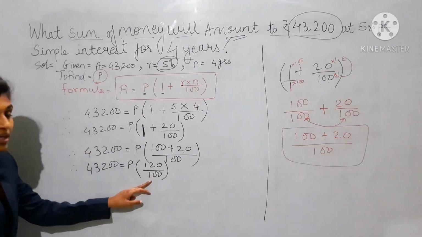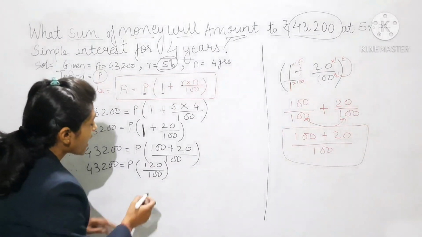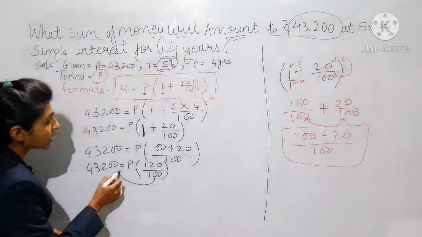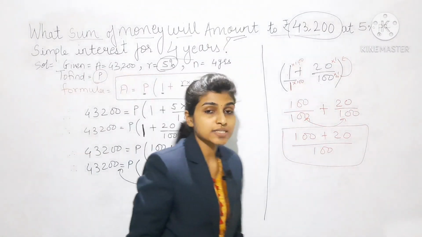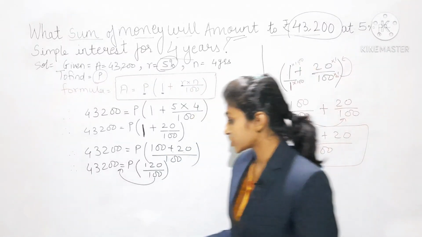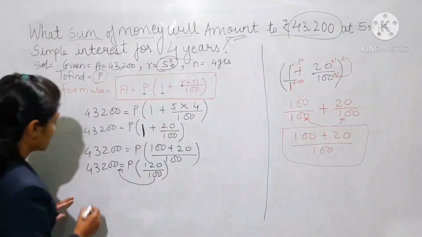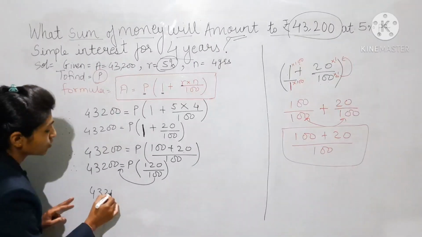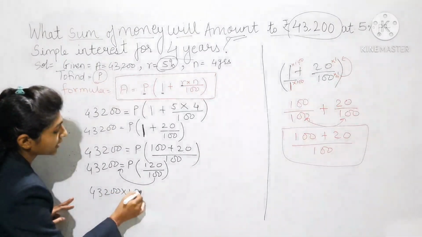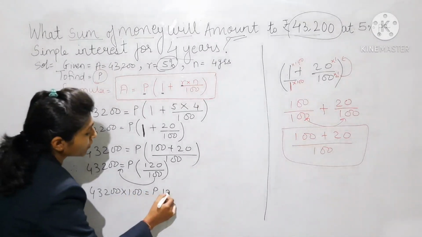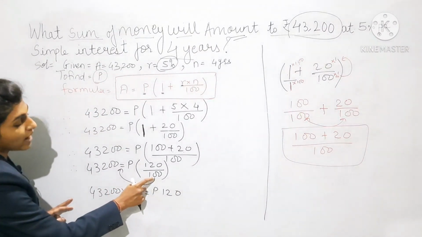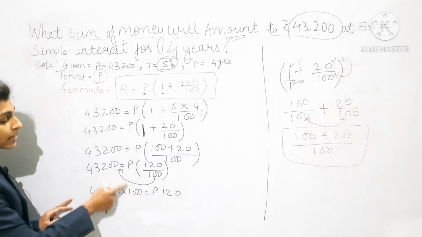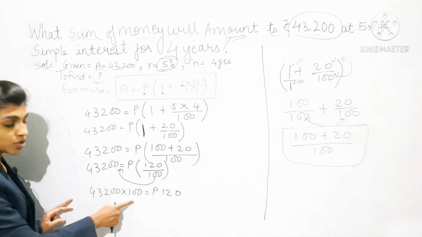Now this 100 is in the division form. I am going to bring this 100 outside the bracket, so the sign will change. What will the sign be? The sign will be multiplication. 43,200 into 100 is equal to P into 120. Understood this one? This 100 I am bringing outside the bracket, that's why the sign will change.